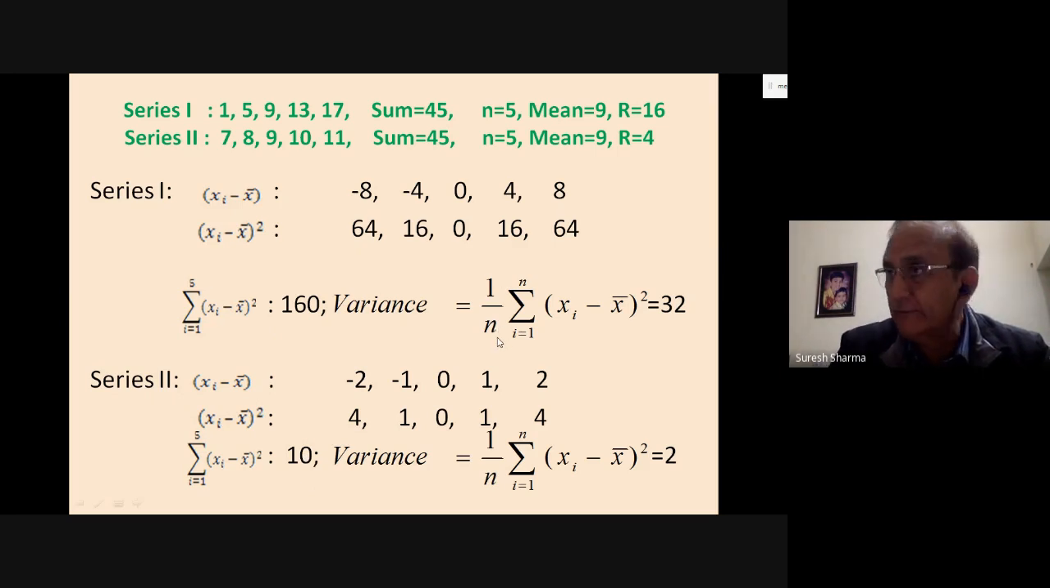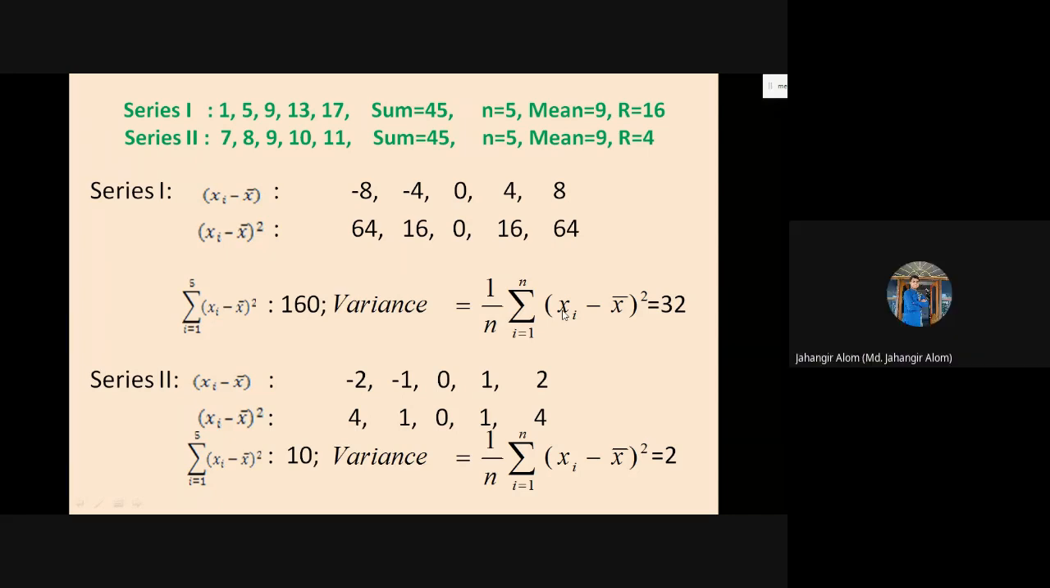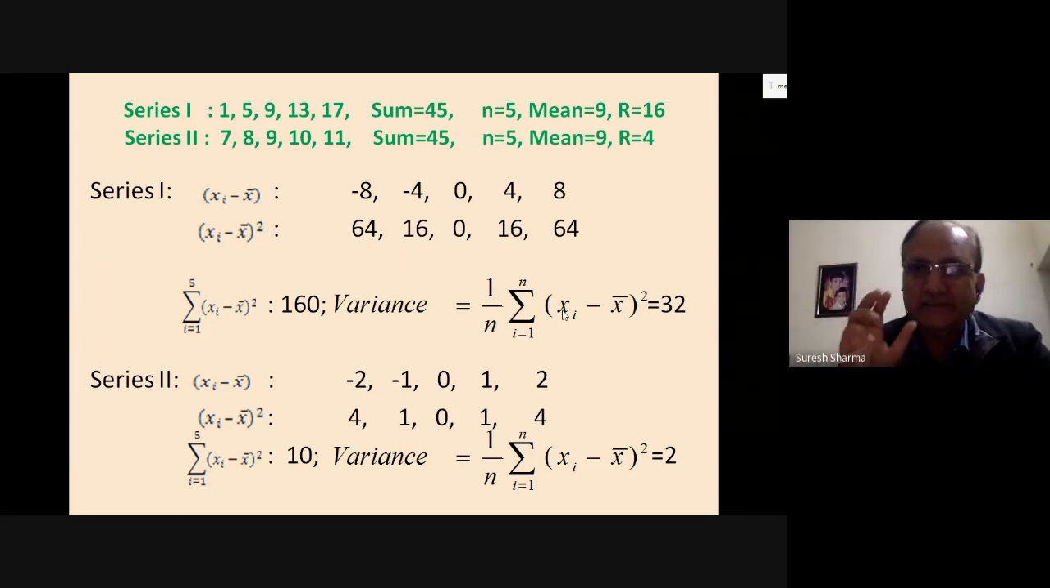If you divide this sum by n, you will get the formula as 1 by n summation of xi minus x bar square. So 160 divided by 5 will be 32. Here total is 10, 10 divided by 5 will be 2. Now you are arriving at a mathematical formula. And this formula, which we have learned in our 10th or 11th standard, is known as the formula to compute variance. Yes or no? But today the logic is clear why this formula is there, right?